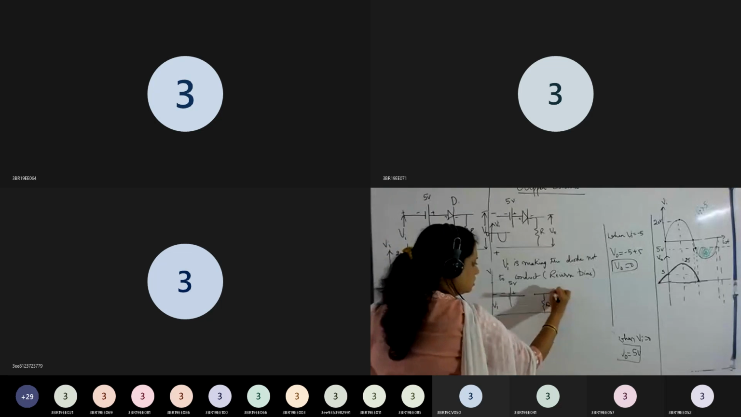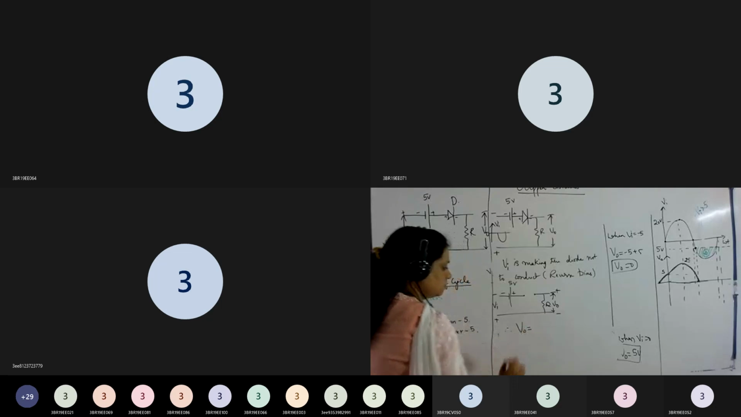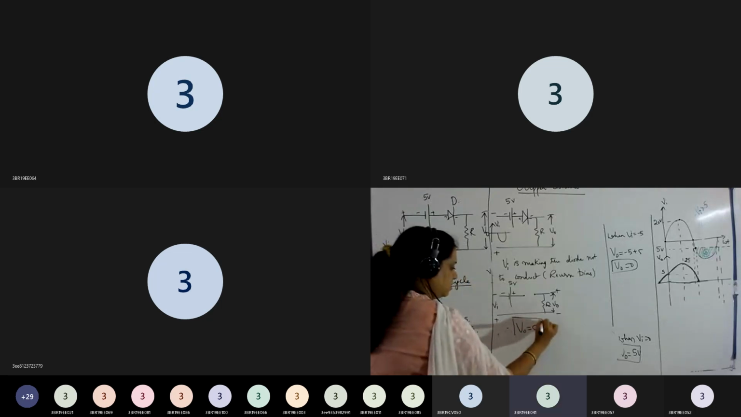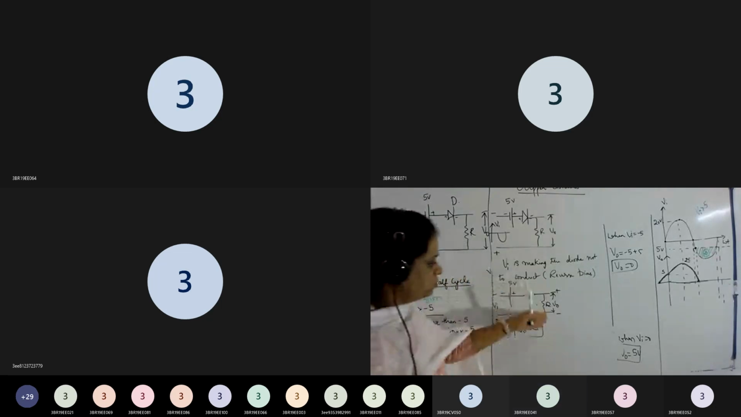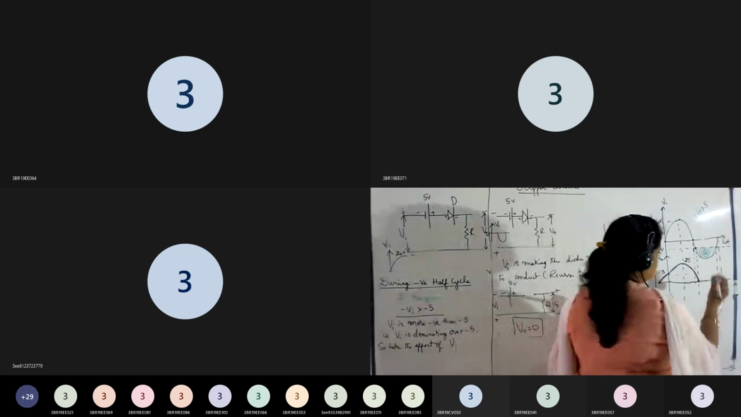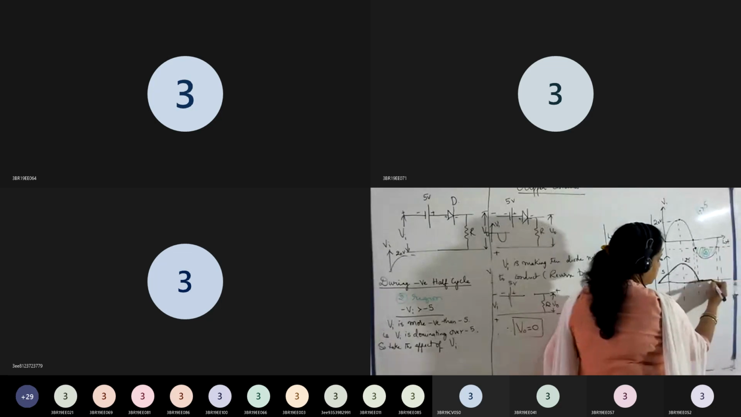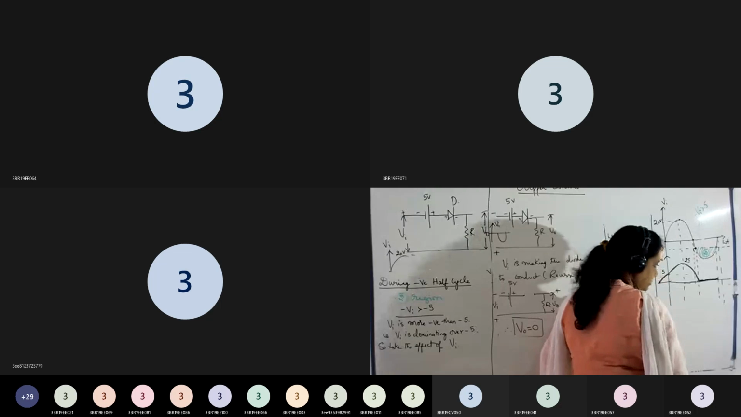Therefore, what is V naught? 0. V naught is 0. No current flows through R. Therefore, V naught is 0. So, during this entire region, output voltage will be 0. Correct?